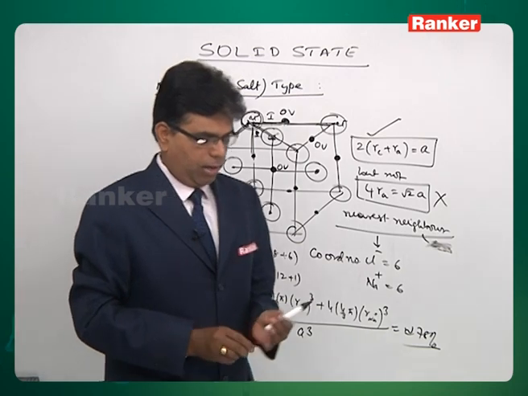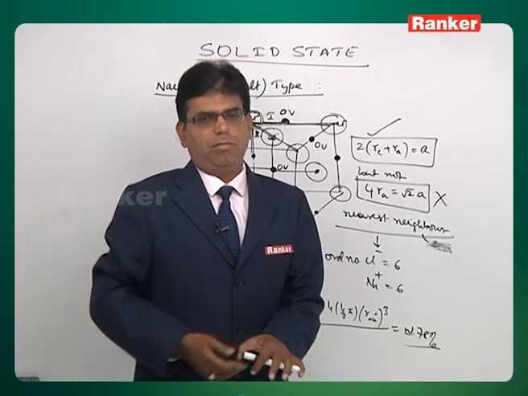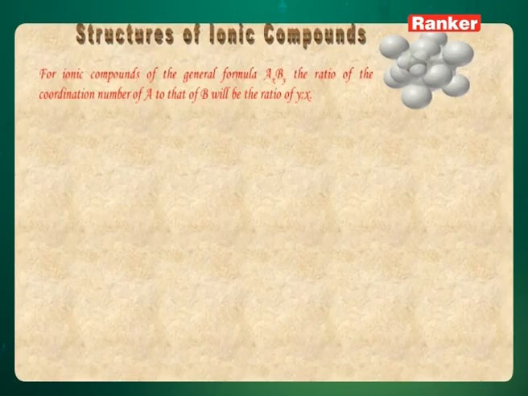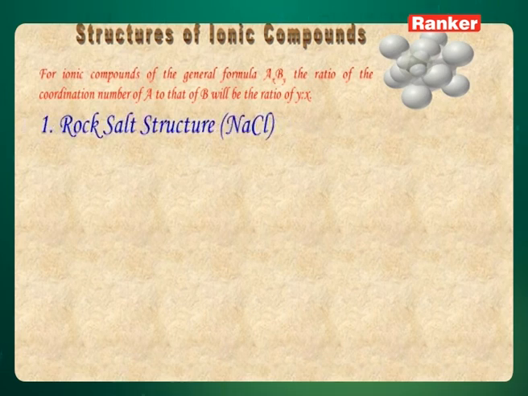This we can see more clearly in these slides. In this slide, for ionic compounds of the general formula AxBy, the ratio of the coordination number of A to that of B will be y:x. Then rock salt, this NaCl is what we have discussed just now, right. The white ball is chloride ion, the red ball is sodium ion.